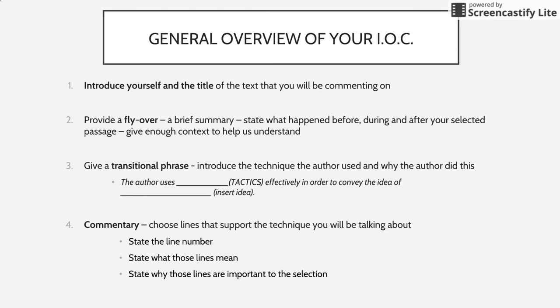The transitional phrase that I've provided there is, "The author uses blank." I would say tone, for example. The author uses tone effectively in order to convey the idea of whatever the idea of your selection is, okay? And then you're going to give us your actual commentary. When you do your commentary, you want to make sure that you're stating the line number that you're looking at, what those lines mean, and why they are important to that particular selection you were given.